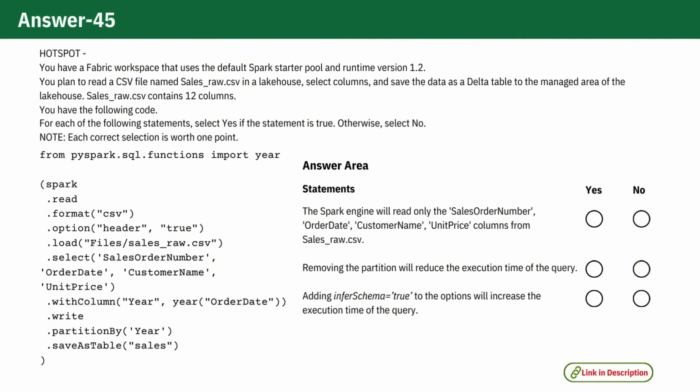Statement 1. The Spark engine will read only the sales order number, order date, customer name, unit price columns from the salesraw.csv file. The answer here is actually no. Why? Although the code uses .select to specify certain columns, Spark initially reads all columns from the CSV, because .select is applied only after the data is loaded into memory. This means all columns from salesraw.csv are read before any selection is made.